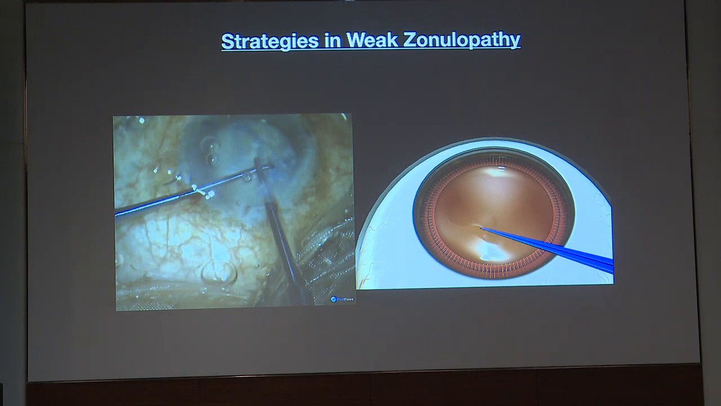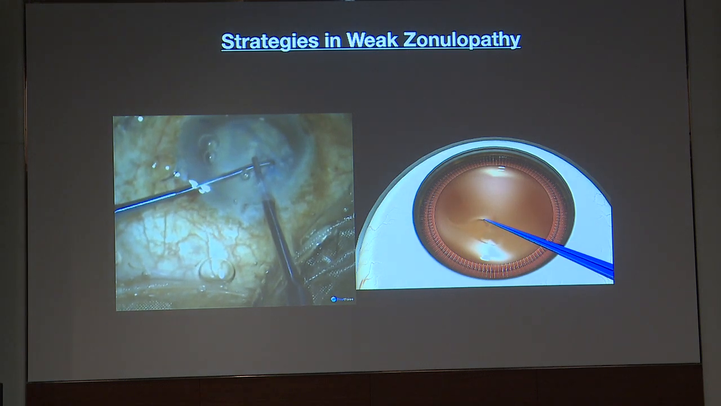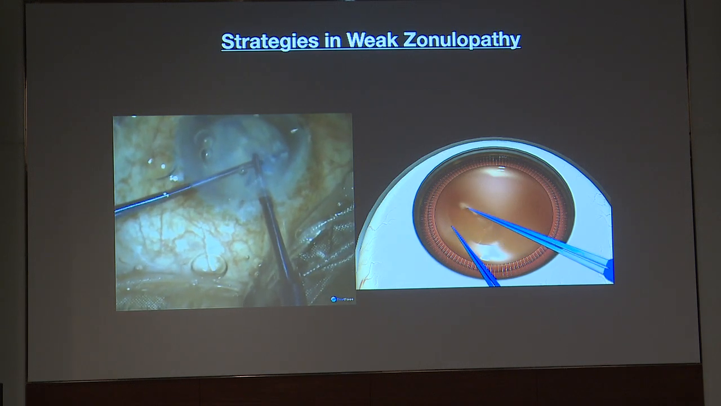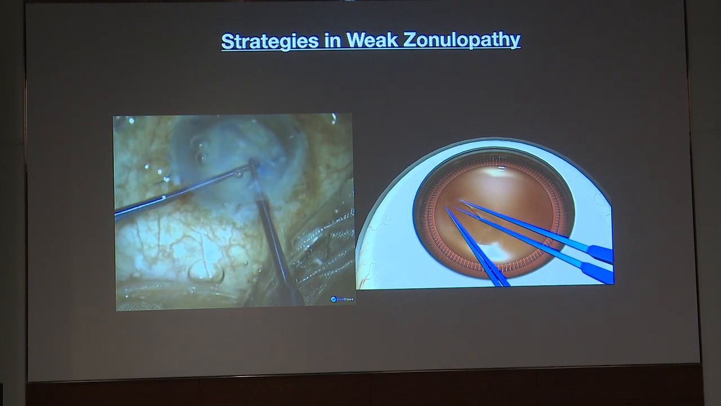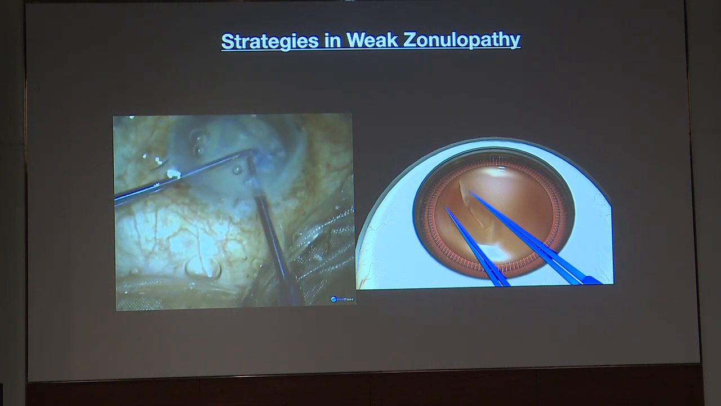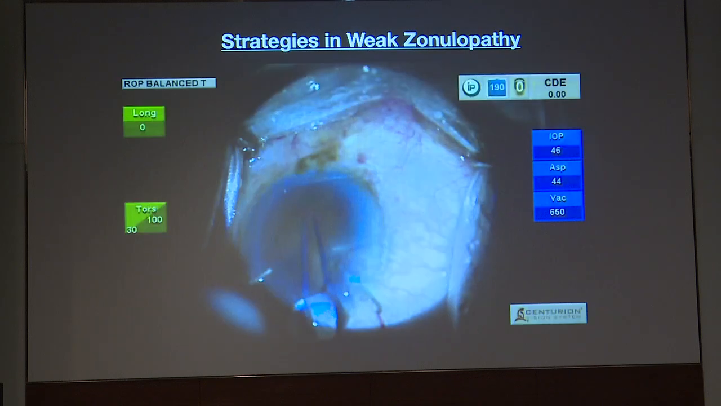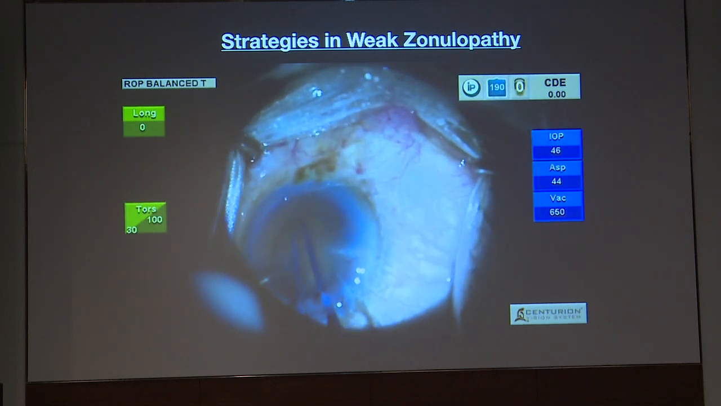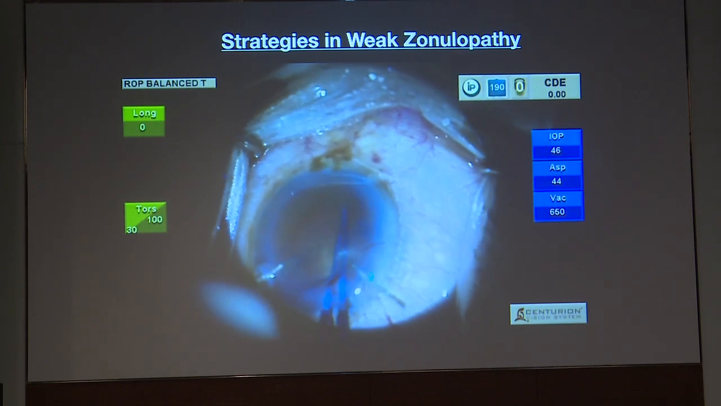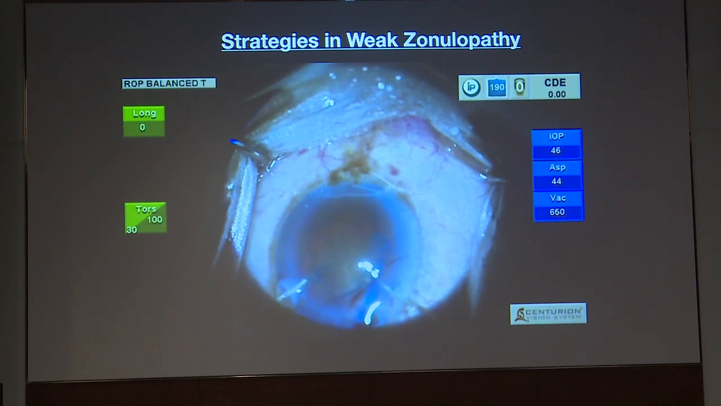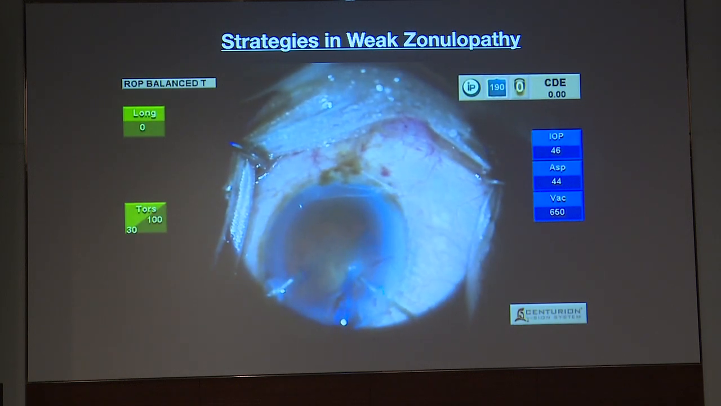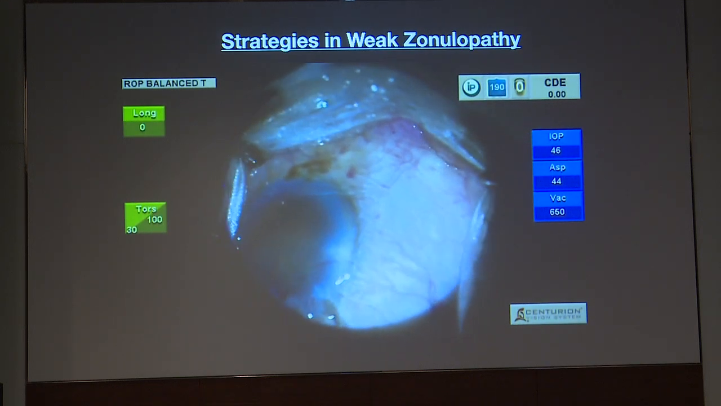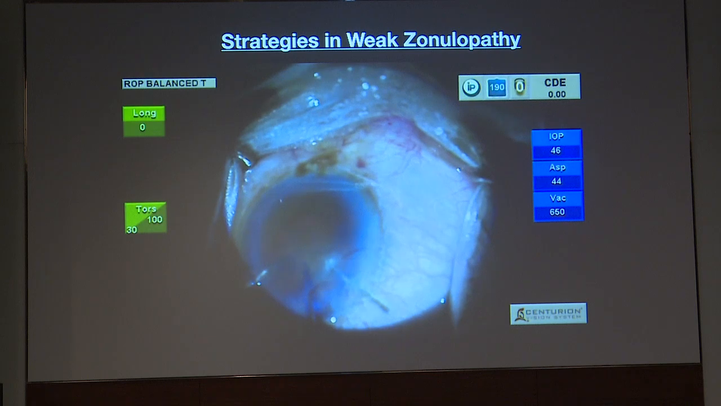Coming to the strategies in weak zonulopathy, if you see in this case, the second forceps is acting as artificial zonules, providing a counter traction to complete the rexis in cases of weak zonulopathy. This is another case of weak zonulopathy, where I am trying to do the rexis with the help of capsular hooks, which act as artificial zonules, providing counter traction, thereby helping in completion of the rexis.